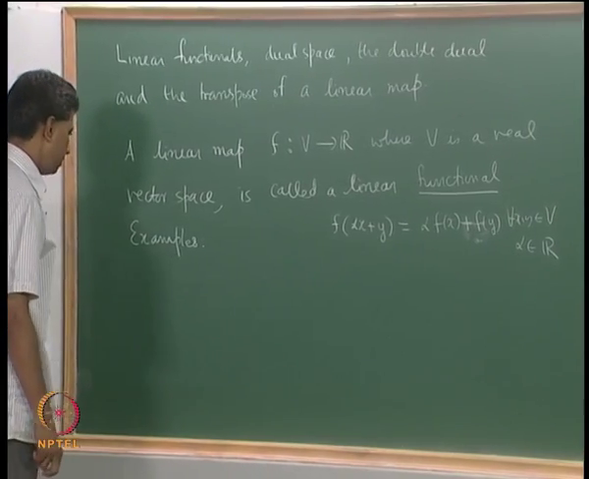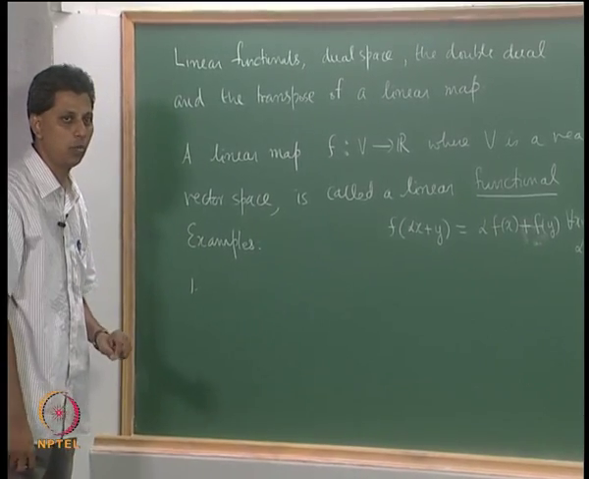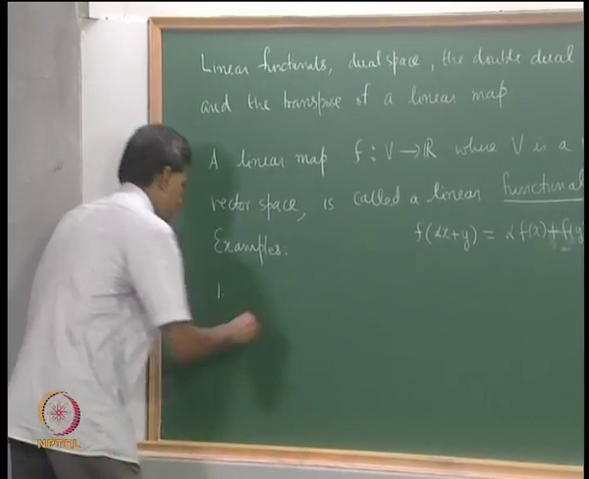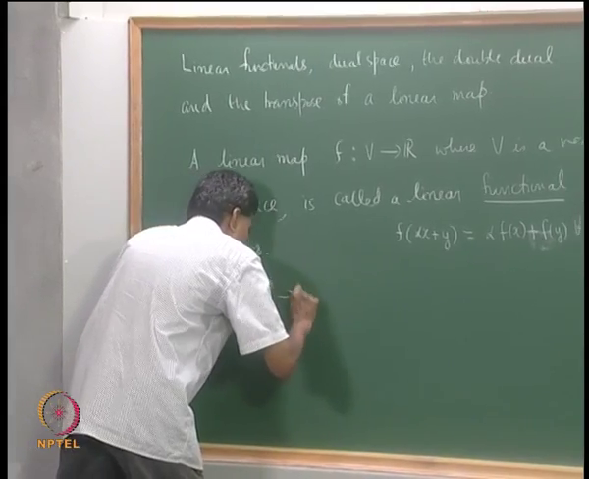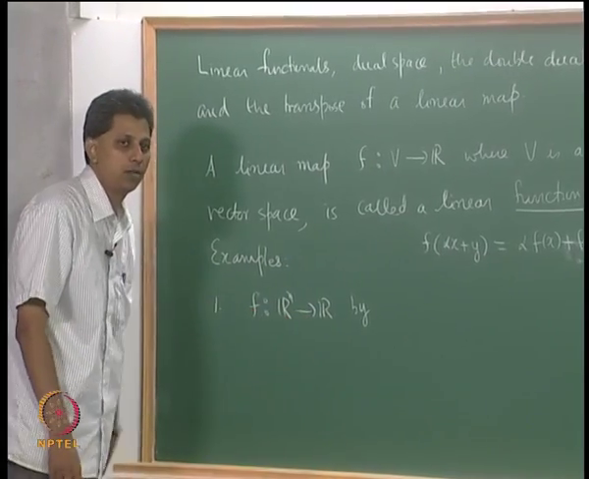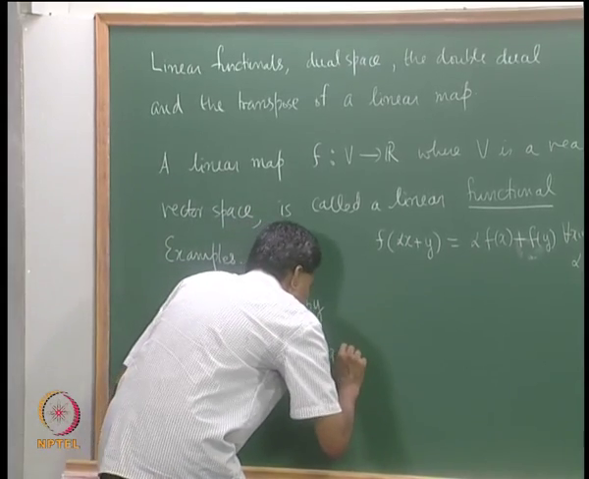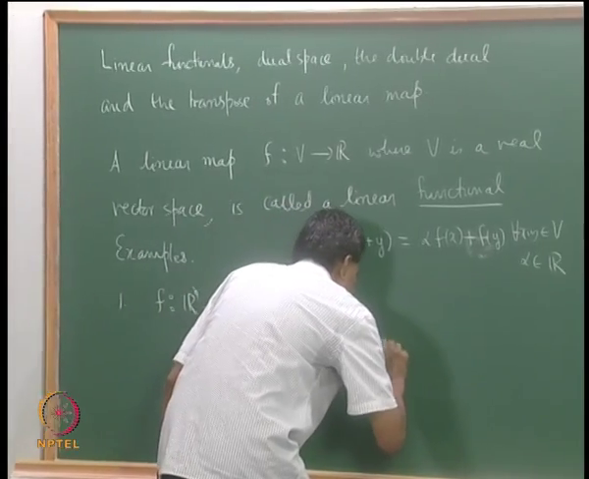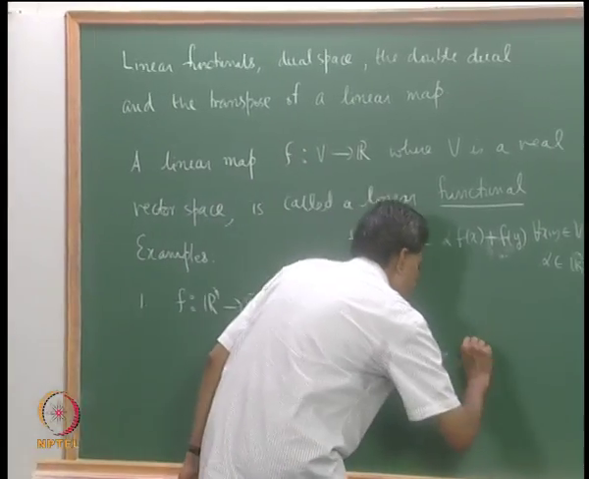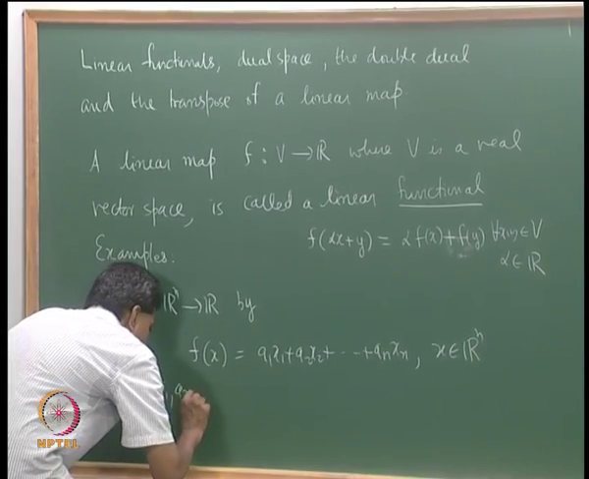Okay, let us look at examples. The first example is, I can take any F^n and define a functional over F, where F is a field, real, complex, etc. But again I look at a specific case. I will define f from R^n to R as follows. F from R^n to R, any vector must be mapped to a real number. I will define that as f of x equals a1 x1 plus a2 x2 plus etc. plus an xn, where x is in R^n and I am given the numbers a1, a2, etc., an.